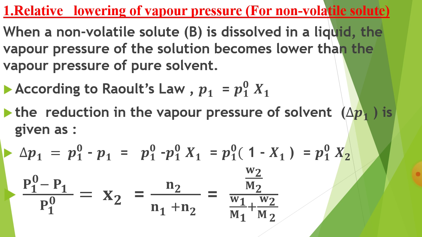In terms of weight, we can write it like this: W2 by M2, the number of moles of solute, divided by W1 by M1 plus W2 by M2. If mass is given, we use this formula. If the number of moles is given, we use the N2 divided by N1 plus N2 formula. Here you can neglect N2 in the denominator if the concentration of solute is less than 5%. In that condition, (P01 minus P1) divided by P01 becomes N2 divided by N1.